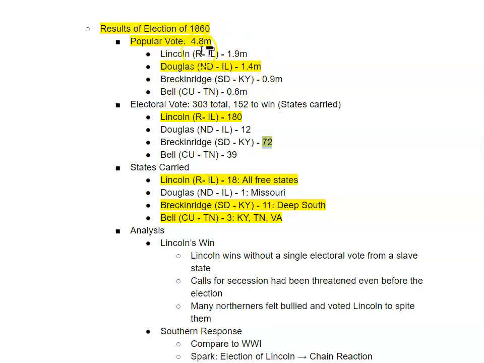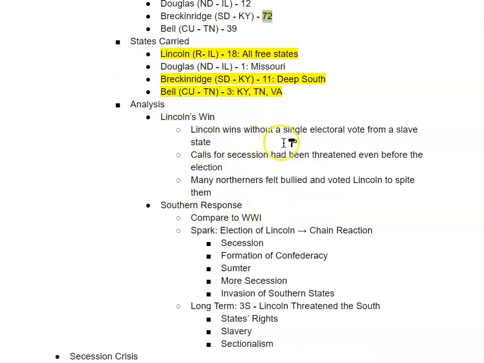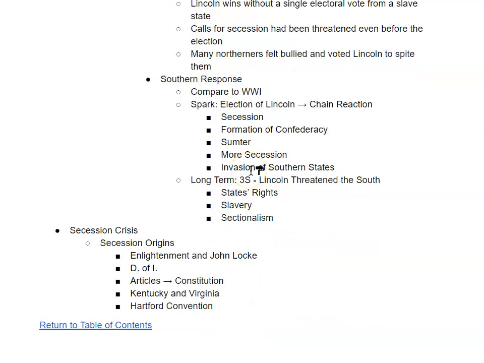And so in the North, Lincoln defeats Douglas in almost every northern state and wins the Electoral College. He wins without a single electoral vote for a slave state. He was not even on the ballot in most of the southern states. Before the election even happened, many Southerners said, hey, if Lincoln were somehow to win, we would secede. His position, by their party taking a position contrary to the Supreme Court, it shows their disrespect for the law. It is a threat to the South, and this in turn had many Northerners feeling bullied, and many people voted for Lincoln perhaps to just spite the South.